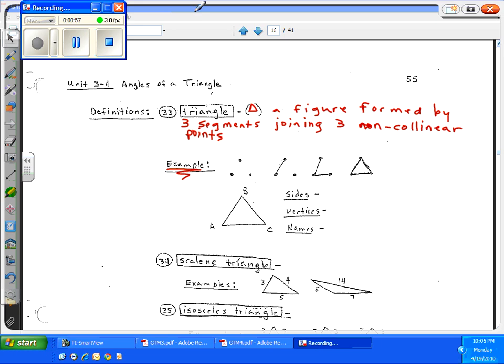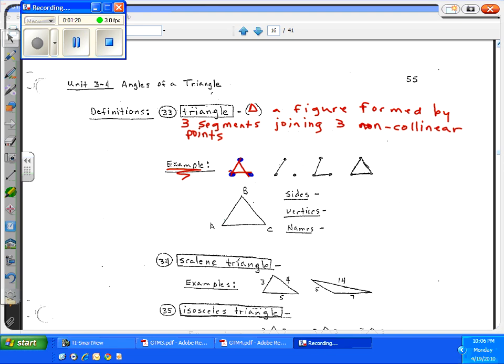Example, if we wanted to create a triangle, we would begin with three non-collinear points. And then we would draw the segments that join them. Bing, bing, bing. The result is a triangle, a figure formed by three segments joining three non-collinear points.